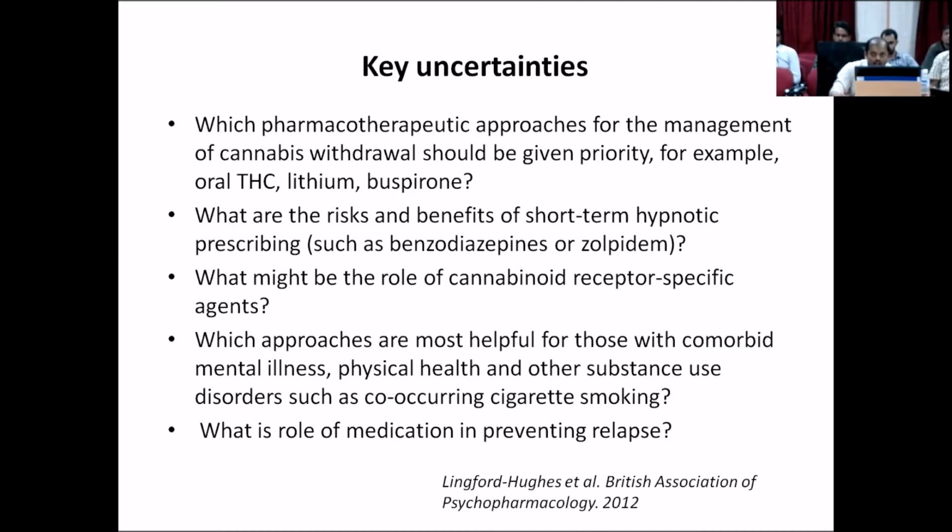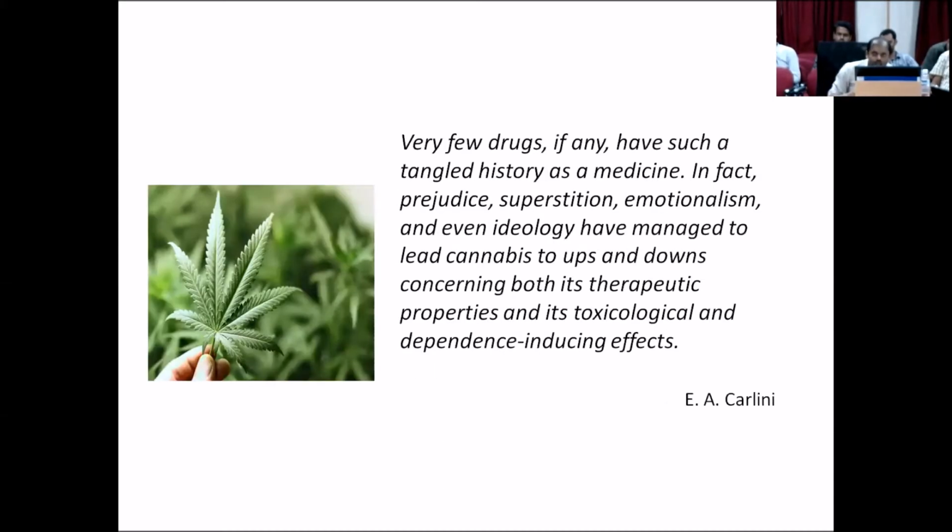The role of cannabinoid receptor-specific agents, and the one unresearched area in this field, which I have not covered in detail, is the treatment of comorbid mental illnesses like schizophrenia or bipolar disorder, in which cannabis use is very common, and also the role of medication in relapse. There is some evidence in the acute treatment of cannabis and its related conditions, but what is the role of medication in preventing relapse? How efficacious is it? That also needs to be studied.